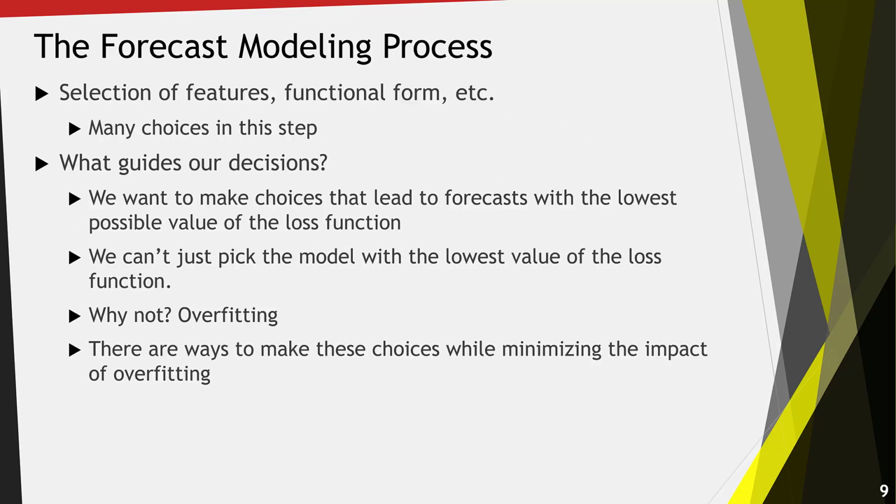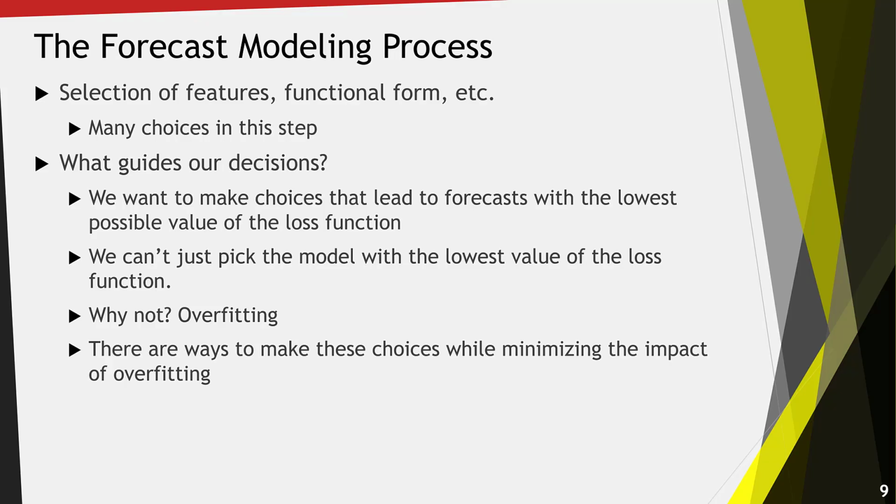The model selection step is where you'll make many different choices about the types of information that feed into your models, selecting features, the functional form, and so on. What's going to guide these decisions? You'll want to make the choices that lead to forecasts with the lowest possible value of the loss function. But we can't just pick the model that has the lowest value of the loss function, comparing all of these choices. Why not?